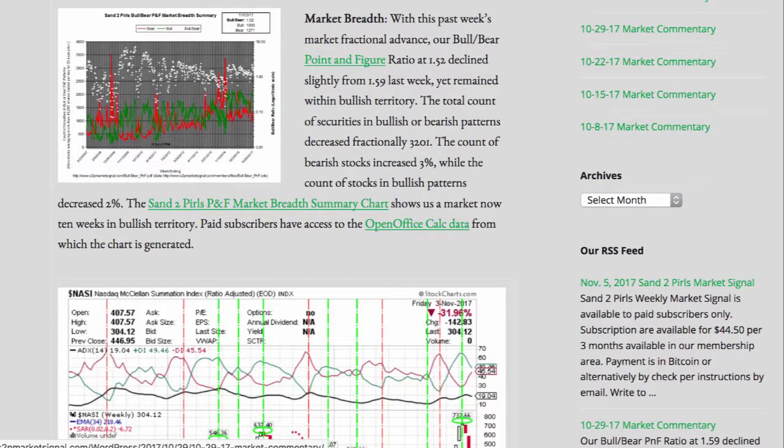Our bull-bear point and figure ratio at 1.52 declined slightly from 1.59 last week, yet remained within bullish territory. The total count of securities in bullish or bearish patterns decreased fractionally to 3,201. The count of bearish stocks increased 3%, while the count of stocks in bullish patterns decreased 2%. The Pirls P&F Market Breadth Summary Chart shows us a market now 10 weeks in bullish territory.